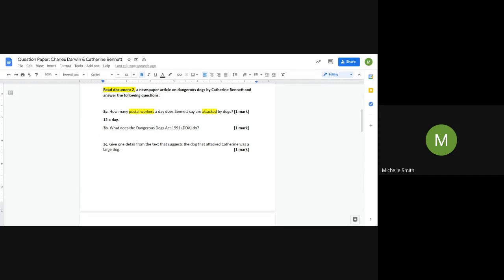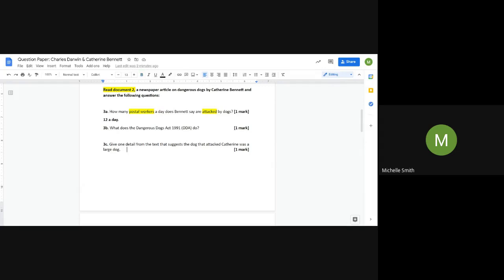Just a quick word about 3C. Often you might see this, give one detail from the text. If you see that it says give one detail, what it's asking you there is to use a quote, because you can see it says give one detail from the text that suggests the dog, and so on. This is asking you to infer. So you've got to find a quote that suggests the dog that attacked Catherine was a large dog.